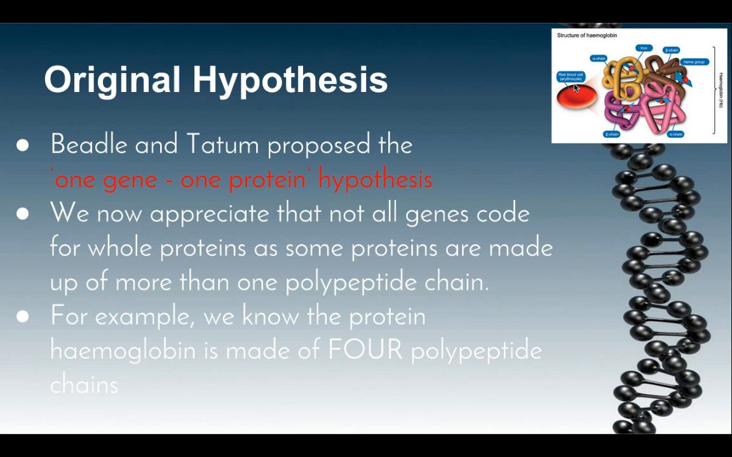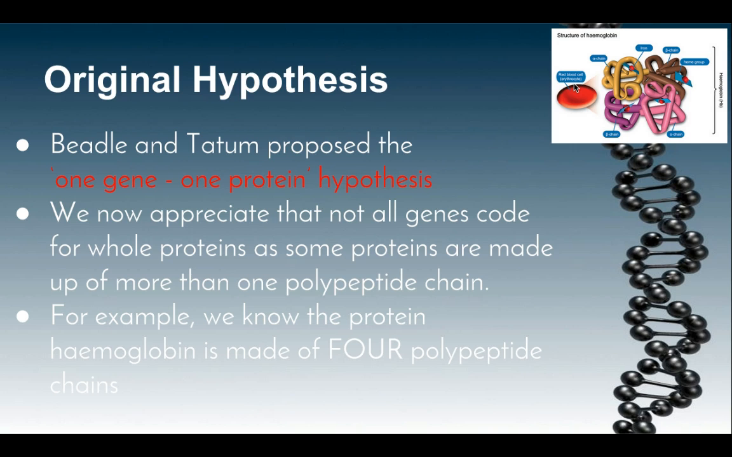When Beadle and Tatum carried out these experiments, we had a minimal understanding of proteins and their makeup. At this time, it was believed that proteins and enzymes were made up of one polypeptide chain. It is for this reason they proposed the one gene, one protein hypothesis, as they saw that the change in the one gene in the bread mold resulted in the change in the protein formed.